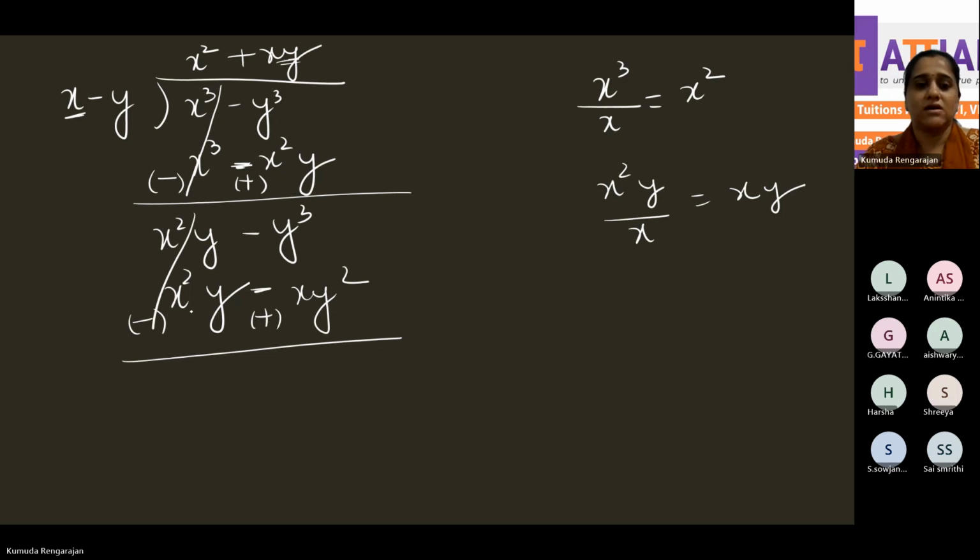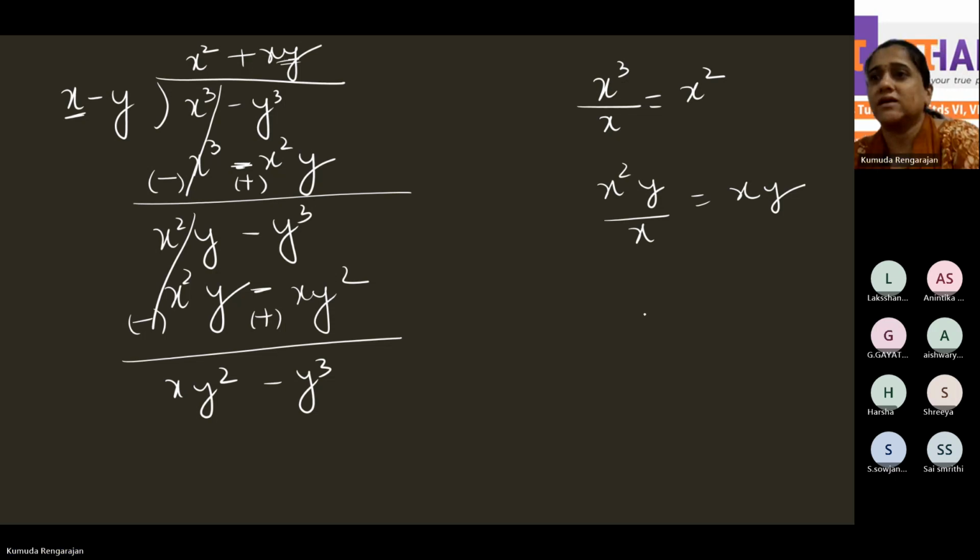Cancels. Again, they are not like terms. You'll have to bring them down as they are. But which will come first? Yes, xy squared first, minus y cubed. Next.